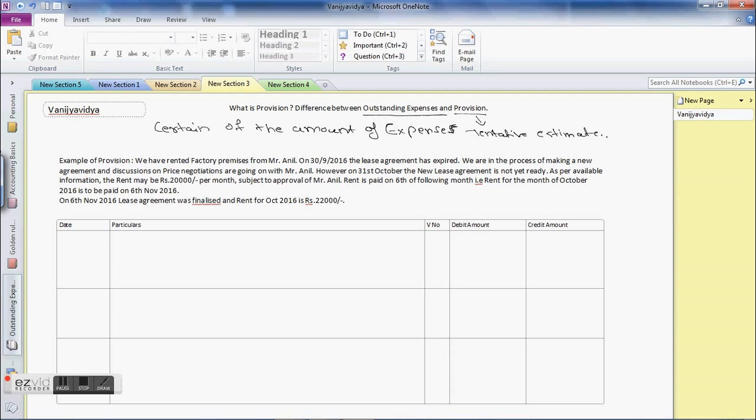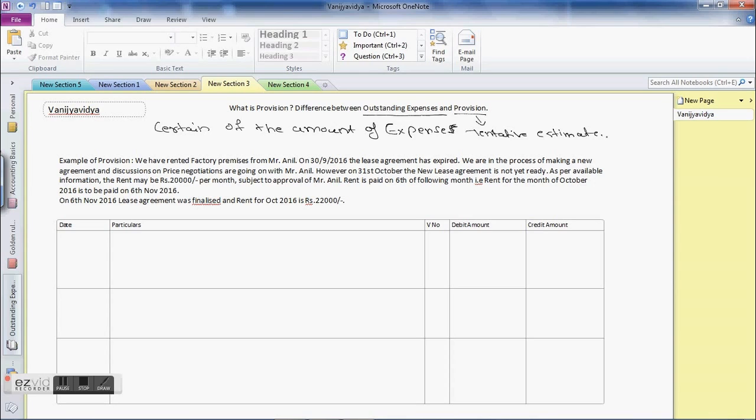Okay, so what has happened is on 31st October 2016, the agreement is not yet finalized. Depending on whatever negotiations are going on, we are making an estimate that the rent may be 20,000 per month. Now 20,000 is an estimate depending on the negotiations going on with Mr. Anil. It is not yet final.